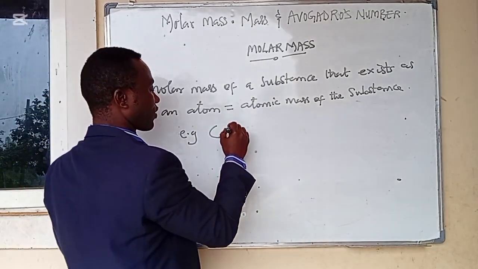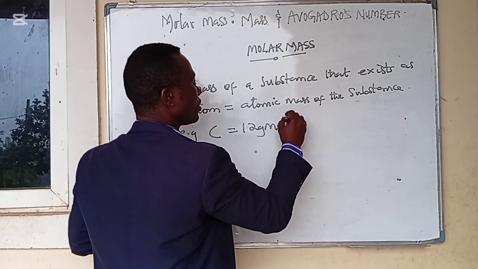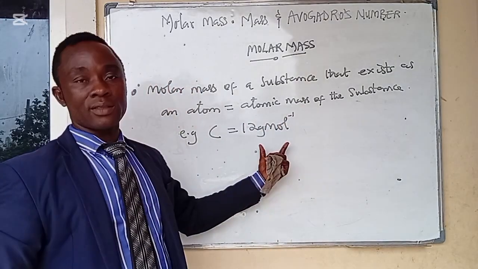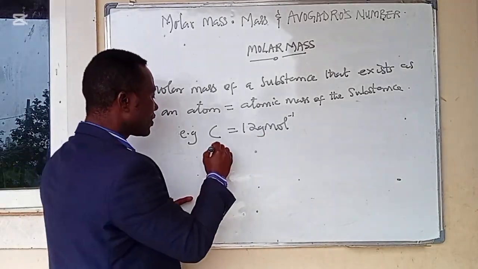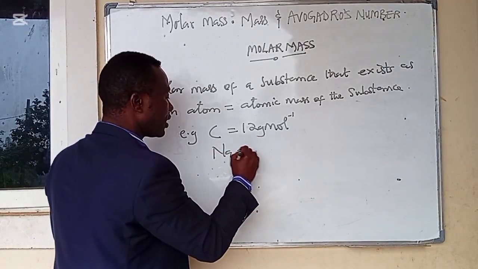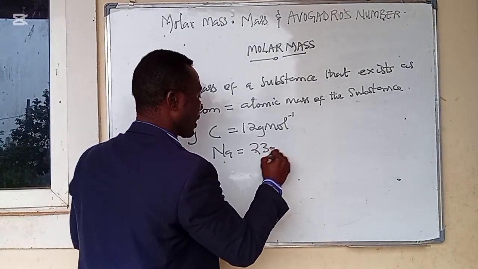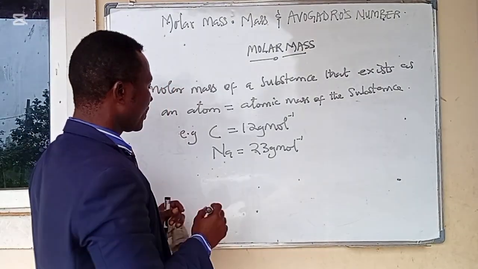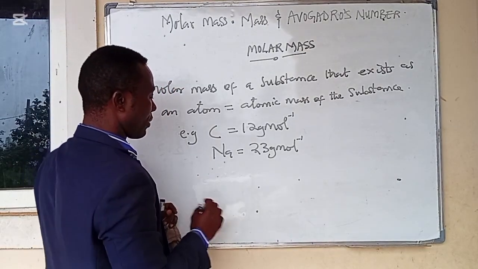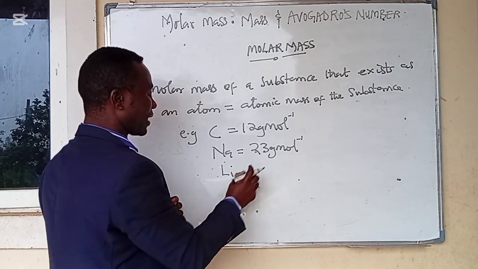The molar mass of carbon is approximately 12 gram per mole. The unit of molar mass is gram per mole. That is the unit. Now, what is the molar mass of sodium? The molar mass of sodium is 23 gram per mole. What is the molar mass of lithium? Remember, lithium exists as an atom.